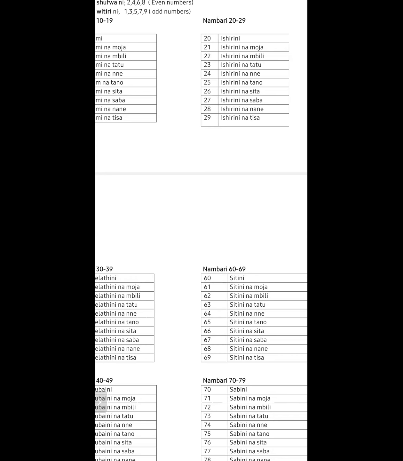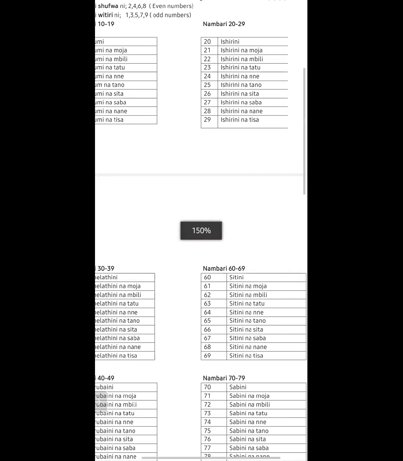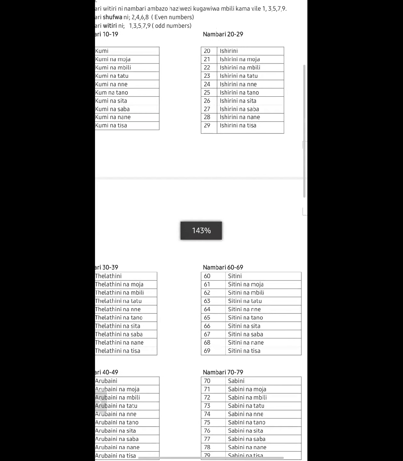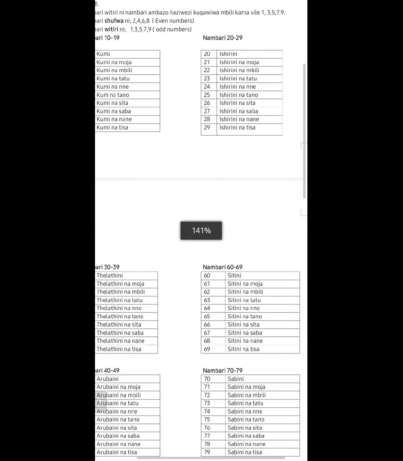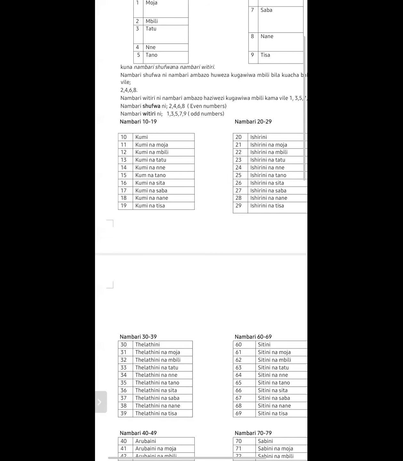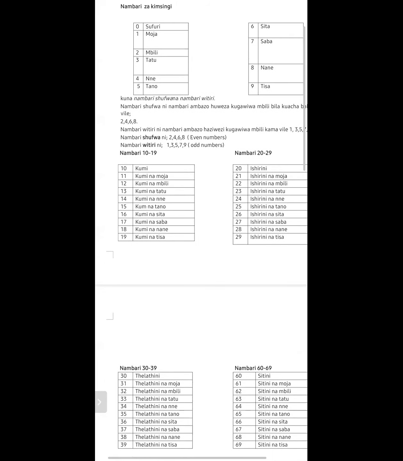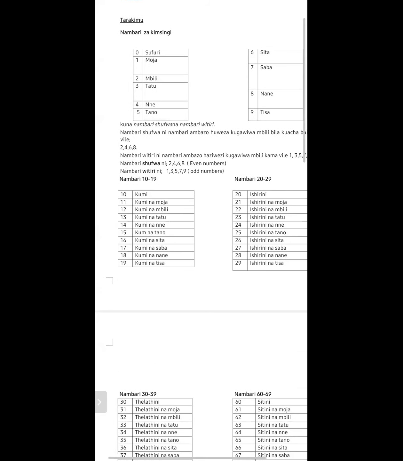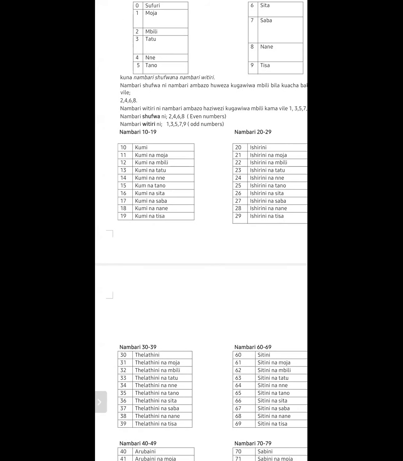Asante sana. So, we have the numbers kumi to kumi na tisa, and then the next set. When you look at these numbers, you realize that the digits from 0 to 9 are the ones that we are using. So once you know that 10 is kumi, it will be very easy for you to just place the other numbers.